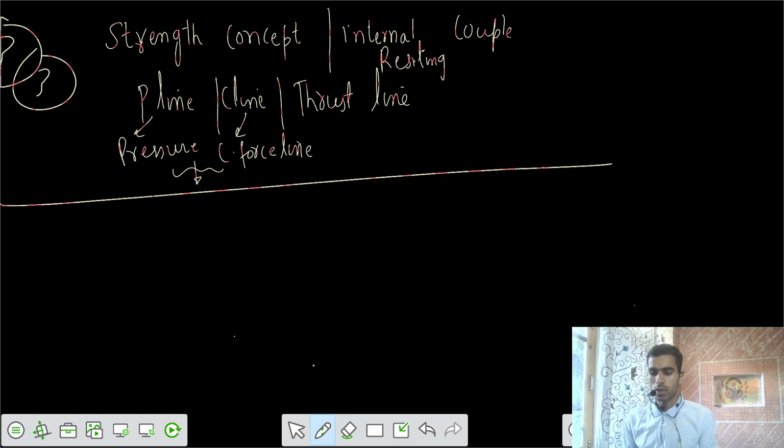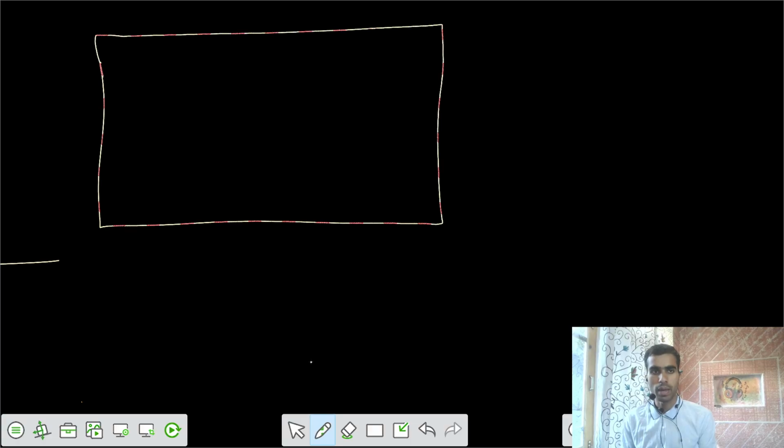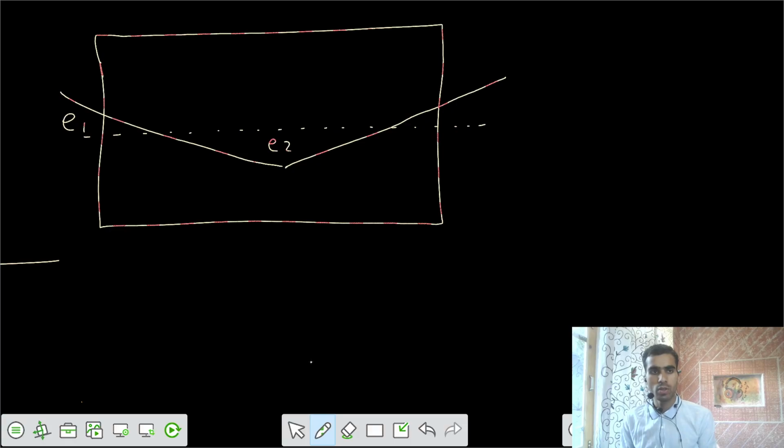I would say you take a bent cable. Let's take a general beam with a cable that's bent. It has some eccentricity from the neutral axis, that's E1 and E2. E1 is above the neutral axis at the ends, and your P force is acting along the cable. The eccentricity of the cable is E1 at the ends and E2 at the midspan.